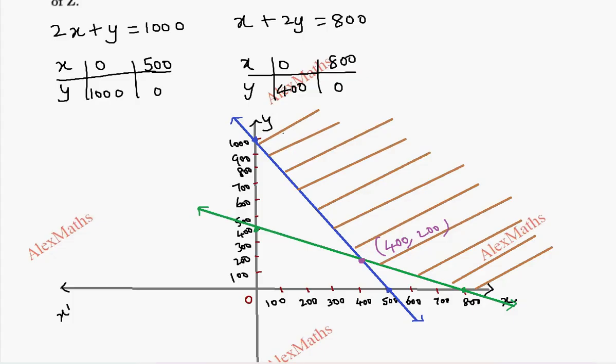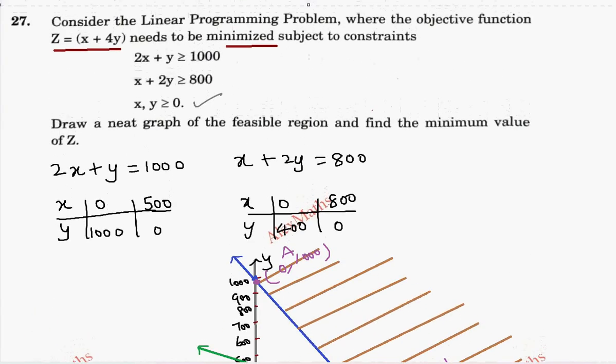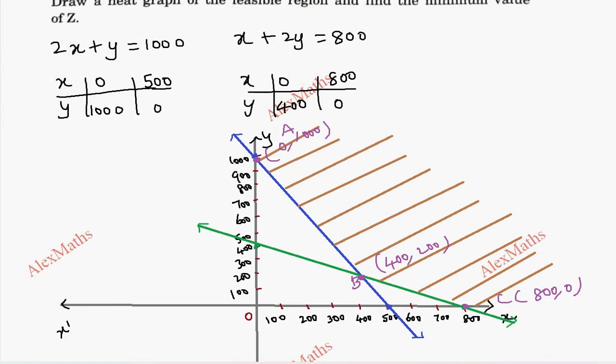And our corner feasible points are this point, which is 0, 1000, and let's take this as A, this as B, and this as C, which is 800, 0. After this, we have to calculate the value of Z, x plus 4y. So carefully we have to write the scale in the graph, which is in x and y axis 1 centimeter is equal to 100 units.